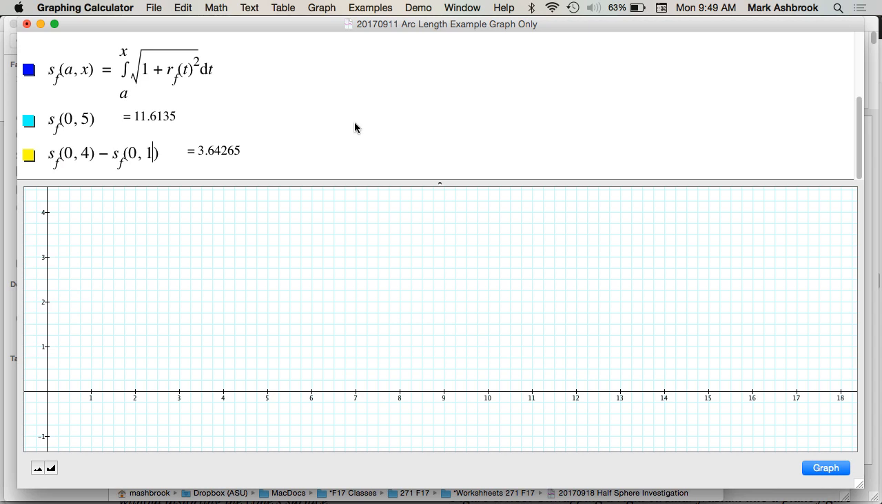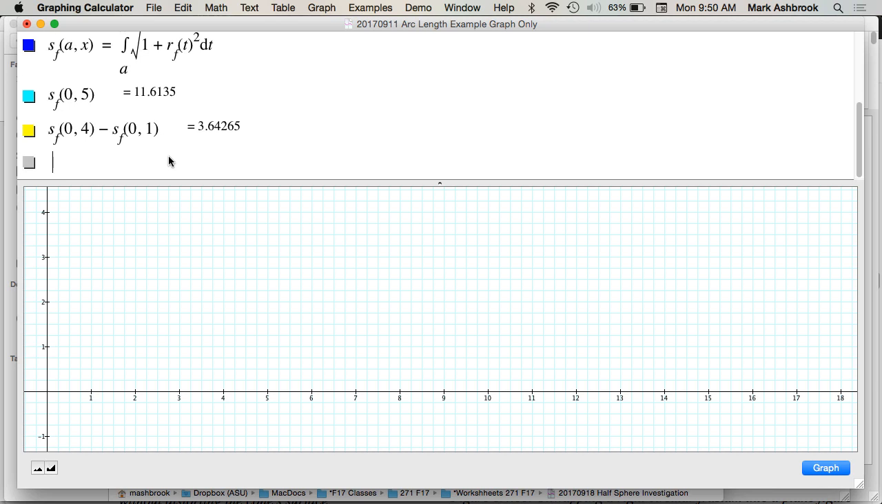And there's the 3.64. But now that I've defined s of f with the two arguments, a and x, I've got an easier way to do the second question. How can I represent and find the length from 1 to 4? Now let 1 be the starting value, and x be 4. So if I do s of f of, function notation, guys, this is powerful stuff, 1, 4, I get the same thing.